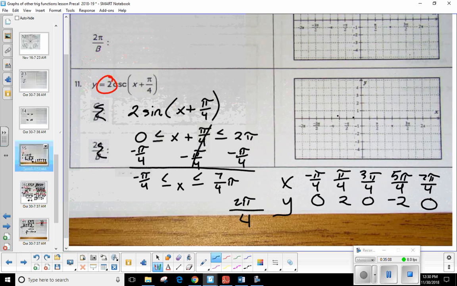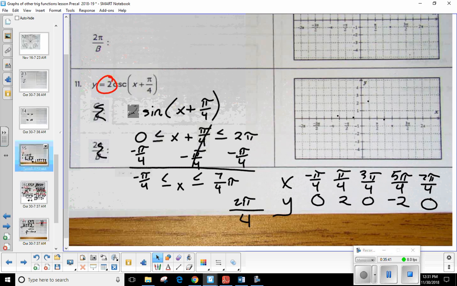Okay, it's right here. You're right about the horizontal, but we want to go up to 2. Up to 2. Okay. So now we want 3 pi over 4, 0. So right, well, here. That's absolutely right. Okay, good.